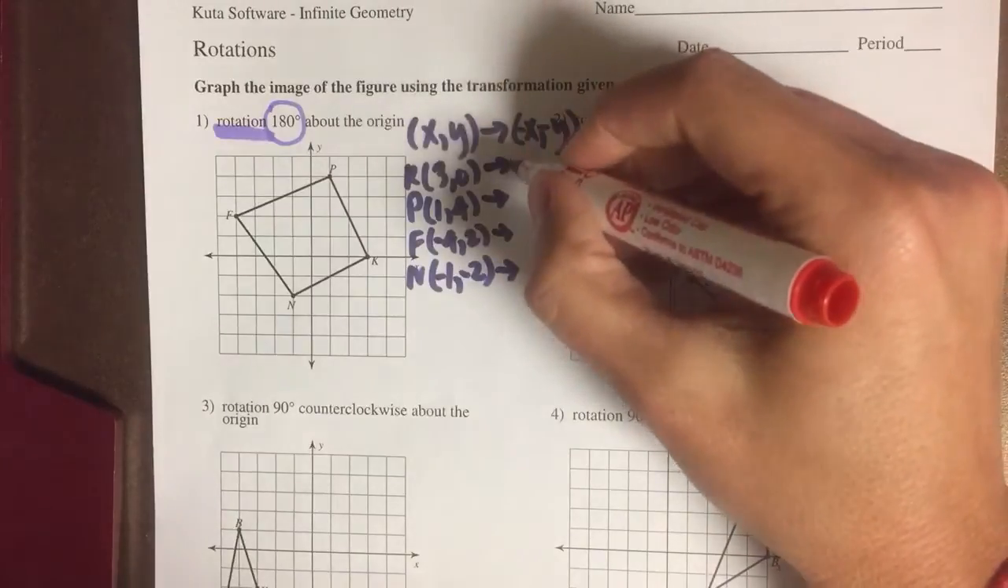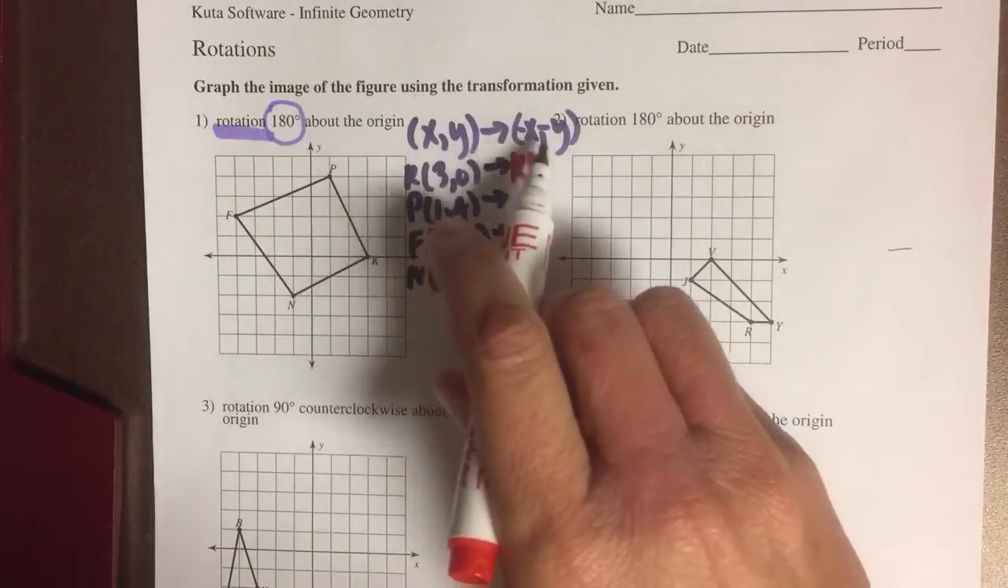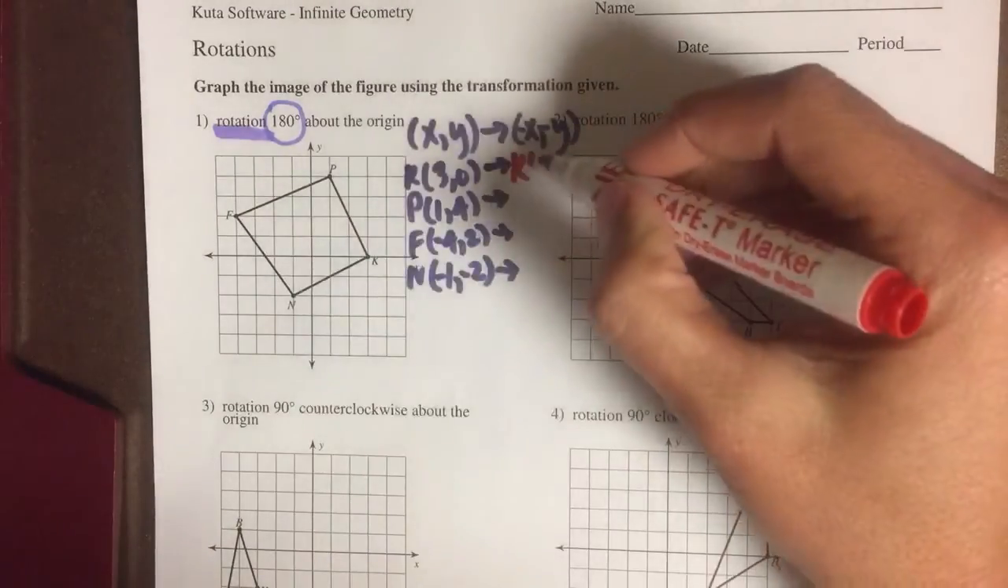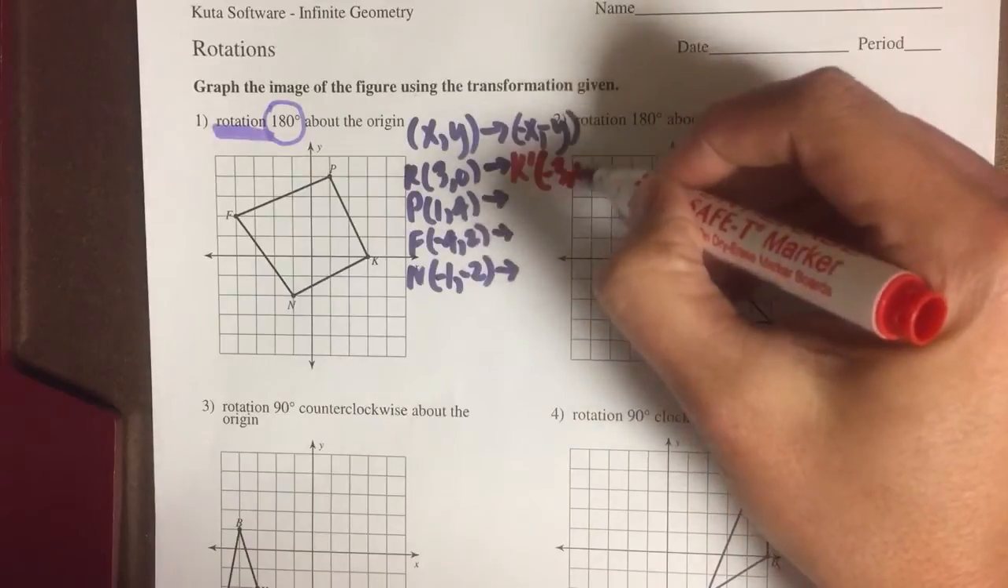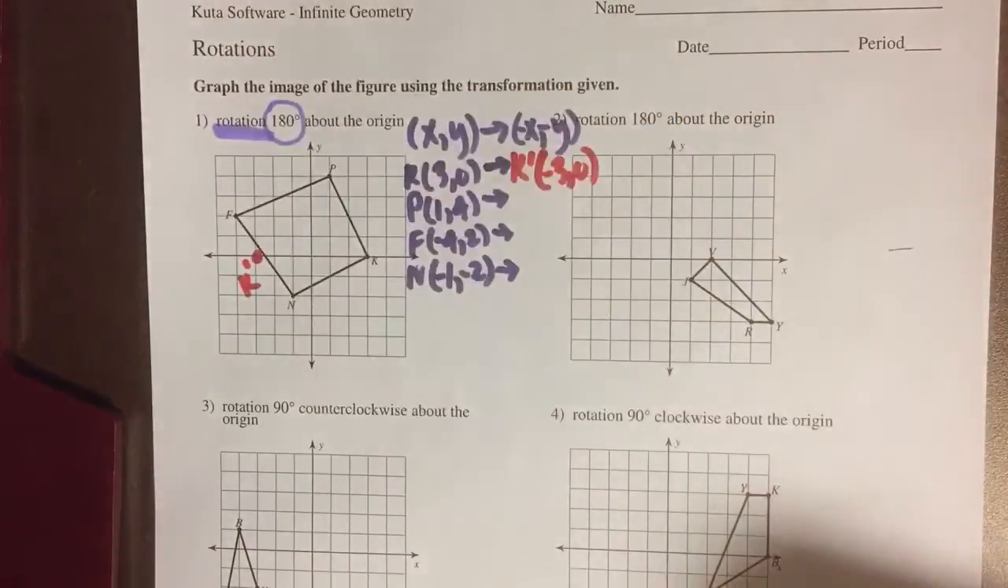So let's do the first one. Let's do the image of K. Well, when it's rotating 180, all you do is take the opposite of each sign. So I'm going to take the opposite of 3 and the opposite of 0, which will be (negative 3, 0). So I'm going to plot that over here. There's the image of K.